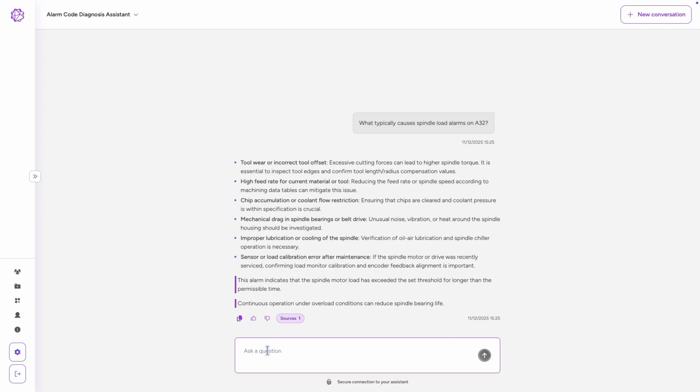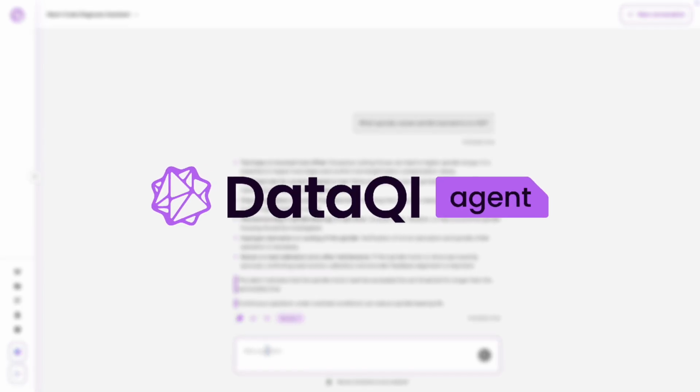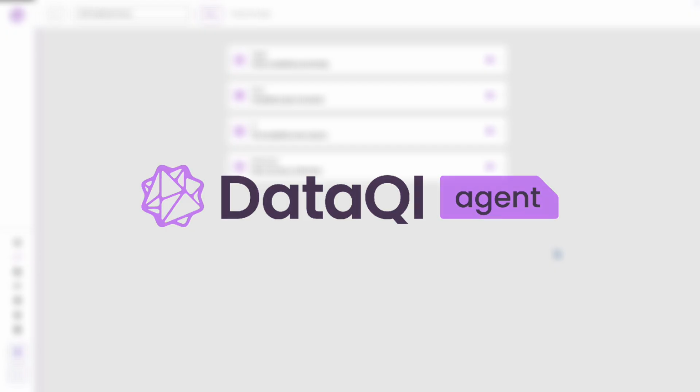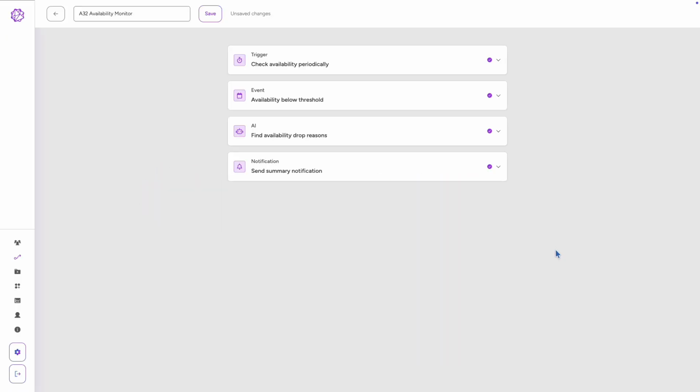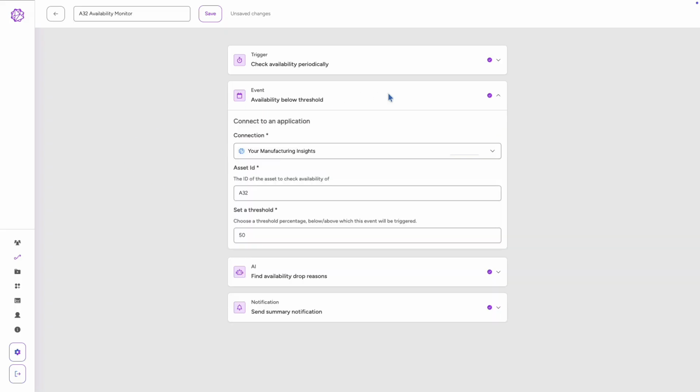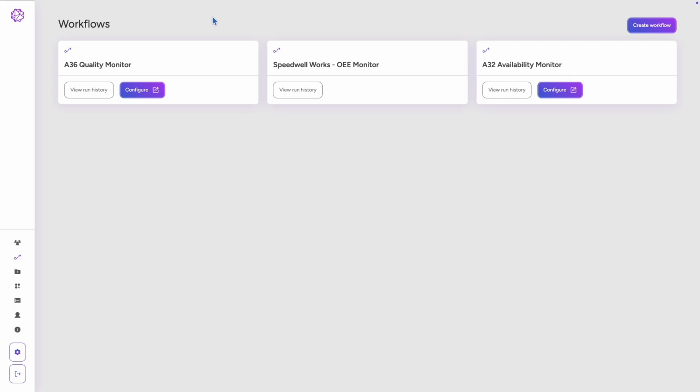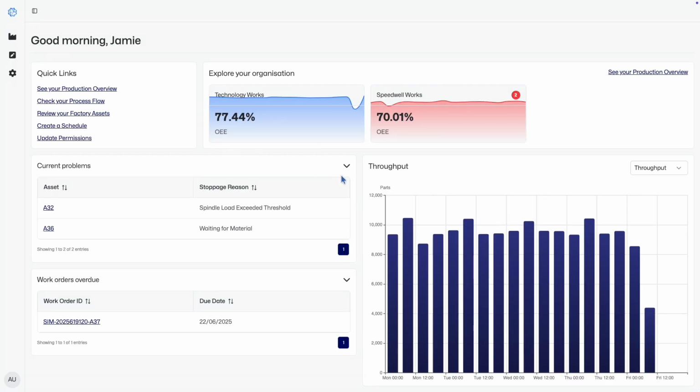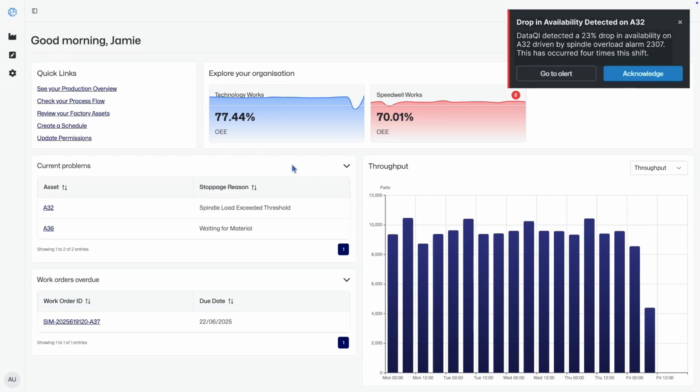Now that I understand the issue and its context, I'm ready to ensure we stay ahead of it. Agent. From here, I configure a DataQI agent to continuously monitor A32 for the early signals of a spindle load issue. The agent works in the background as an intelligent coworker, always watching machine data, detecting anomalies immediately, and alerting me or the maintenance team long before the problem becomes downtime. Because it's connected to Assistant, the alerts aren't just notifications. They come with contextual explanations, probable root causes, and recommended actions, pulled directly from our manuals and historical data.